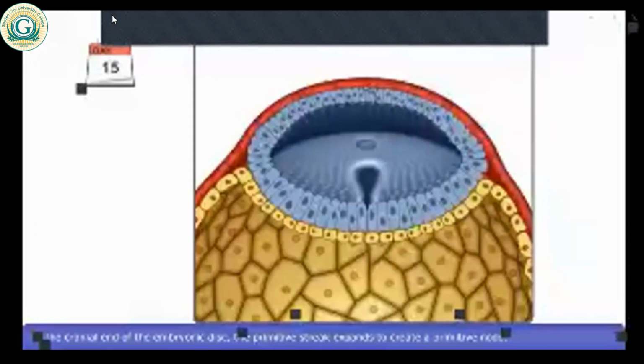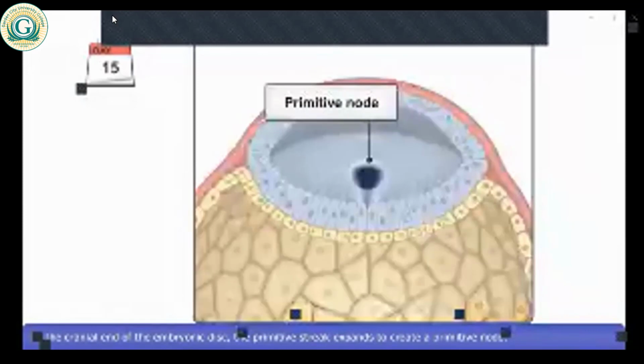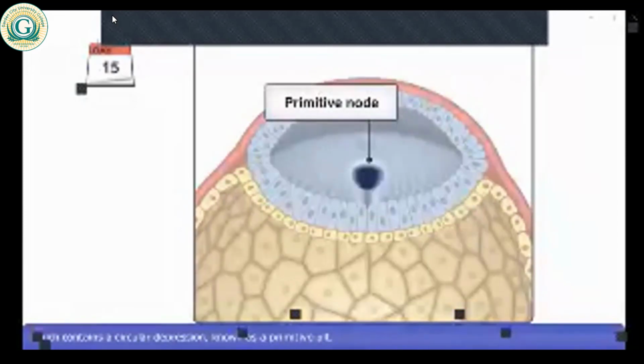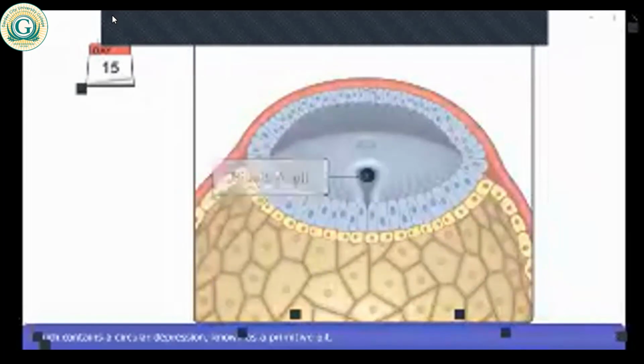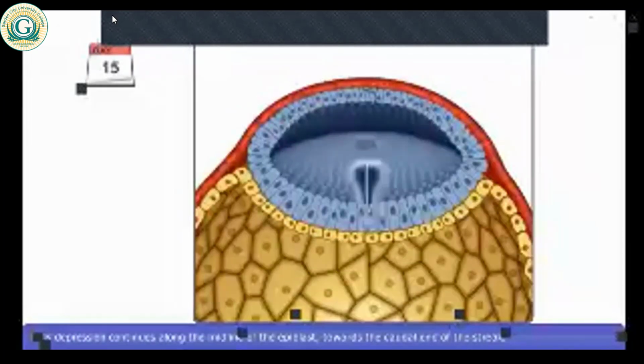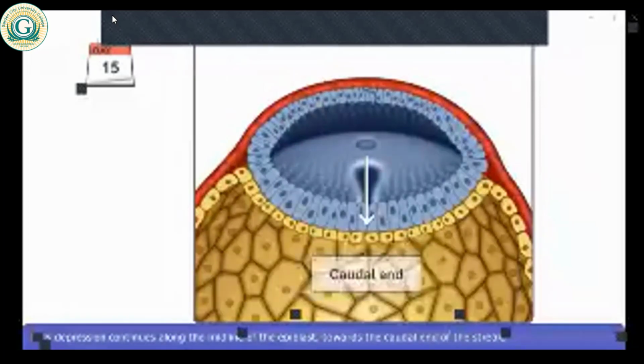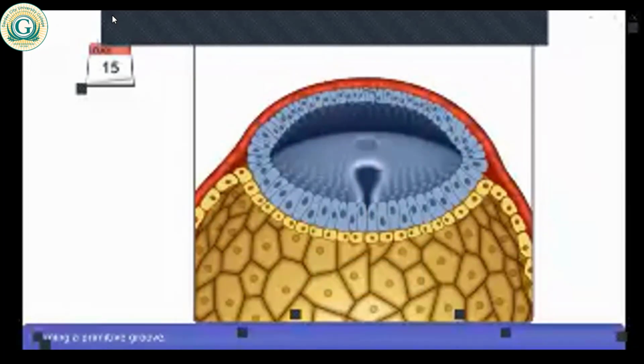At the cranial end of the embryonic disc, the primitive streak expands to create a primitive node, which contains a circular depression known as a primitive pit. This depression continues along the midline of the epiblast towards the caudal end of the streak, forming a primitive groove.